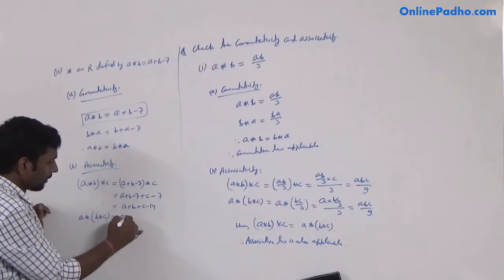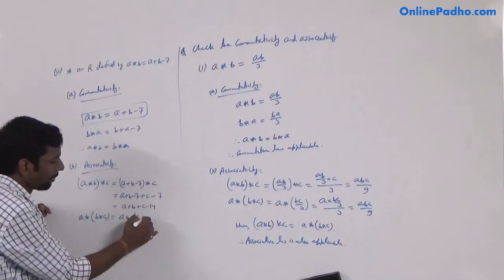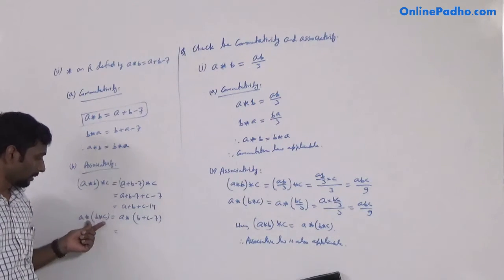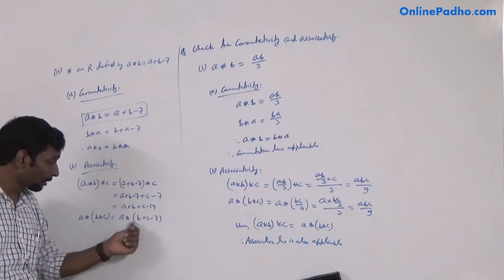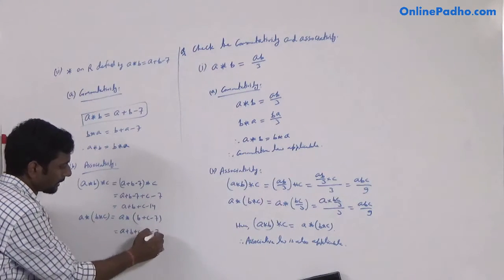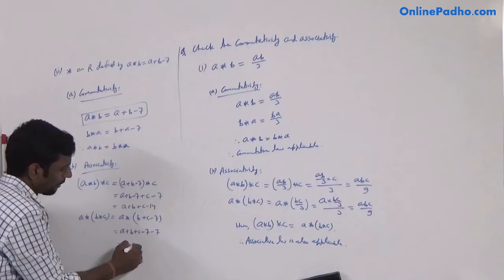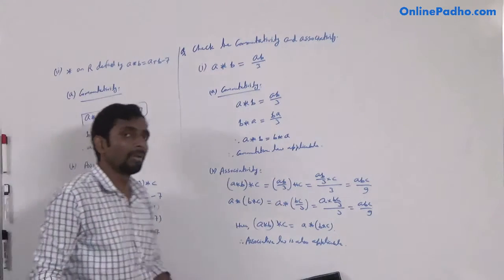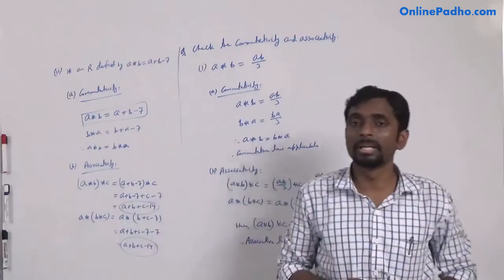A star, what do you mean by B star C? Sum of both minus 7. Sum of both B and C, minus 7. So A plus B plus C minus 7 minus 7. We can write A plus B plus C minus 14. Now these are equal. So associative law is also applicable in this, in the case of real numbers.